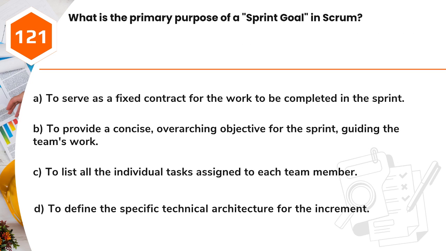Question 121. What is the primary purpose of a sprint goal in Scrum? A. To serve as a fixed contract for the work to be completed in the sprint. B. To provide a concise, overarching objective for the sprint, guiding the team's work. C. To list all the individual tasks assigned to each team member. D. To define the specific technical architecture for the increment.